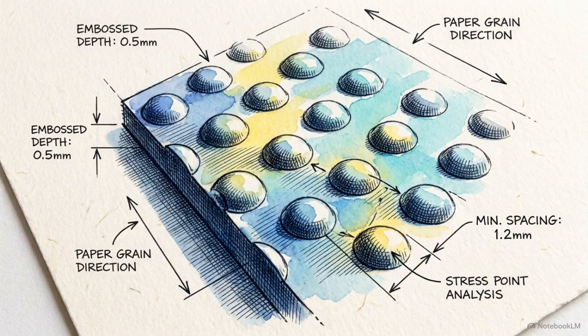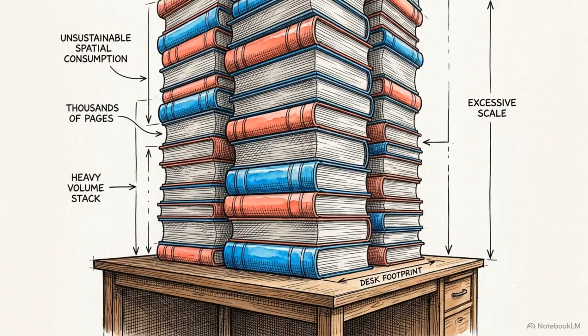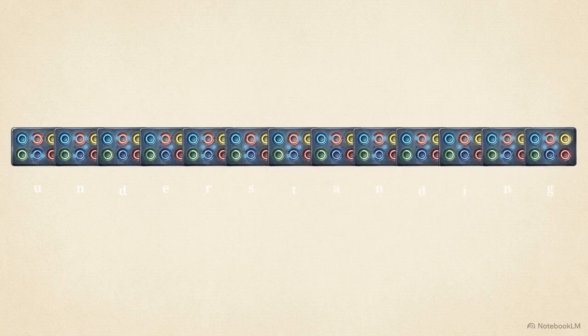The physical medium itself imposes a rigid limitation. To accommodate the specific nerve density of the human fingertip, the distance between dots is strictly standardized to exactly 2.34 millimeters. Writing out verbatim text character for character consumes an enormous amount of physical space, creating an unsustainable footprint for long-form data. Uncontracted Grade 1 Braille requires 13 individual 6-dot cells for the word understanding.